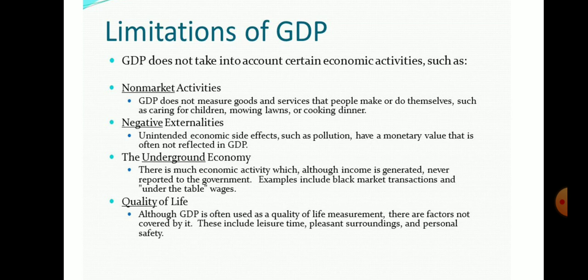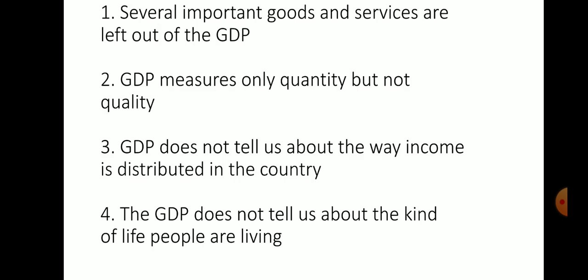The black market and the money transactions that have not been accounted for cannot be added to the national income. Quality of life. GDP is often used as a quality of life measurement. There are factors not covered by it. So these include leisure time, pleasant surroundings, and personal safety. All these you can consider as quality of life and not as a calculation for the national income.